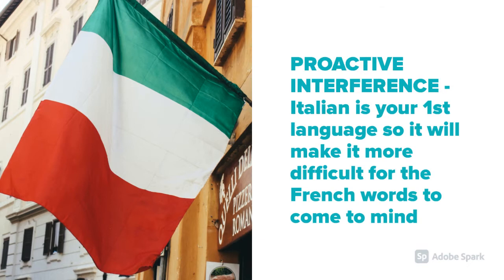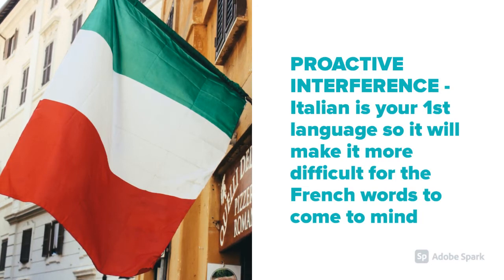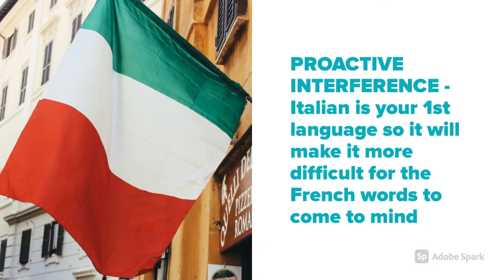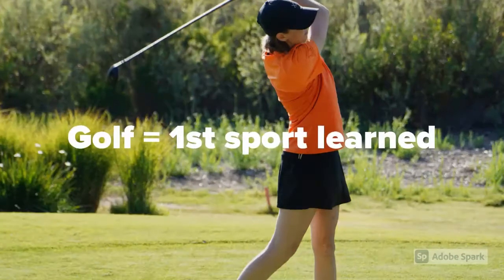One way to remember the difference between proactive and retroactive interference is that P comes before R. Proactive interference is when the first, P comes before R, the first thing comes to mind more readily than the second thing you learned.